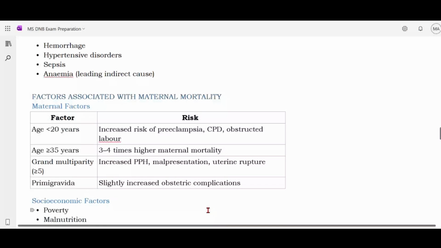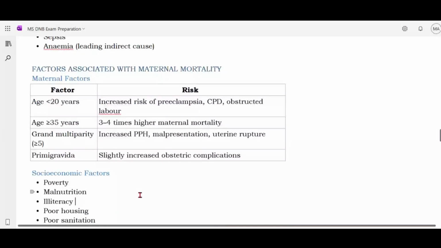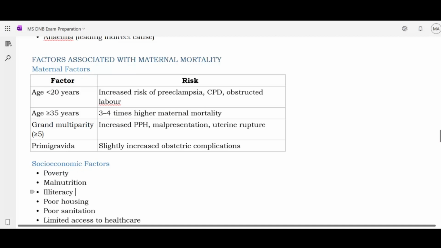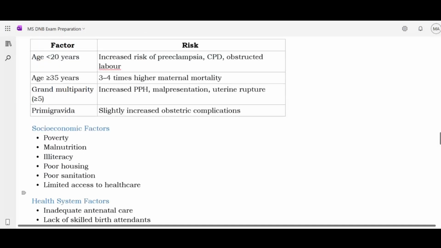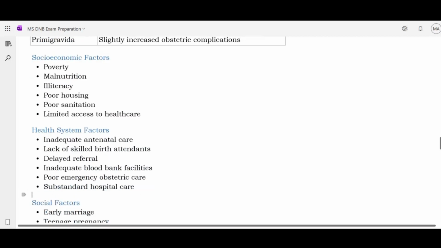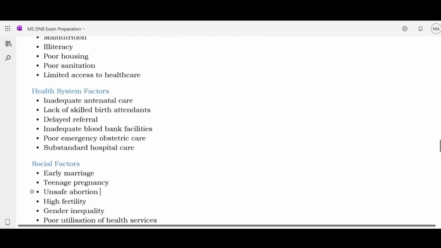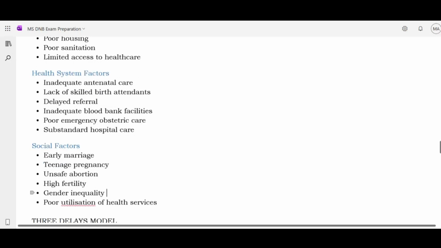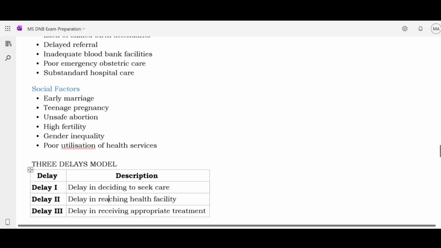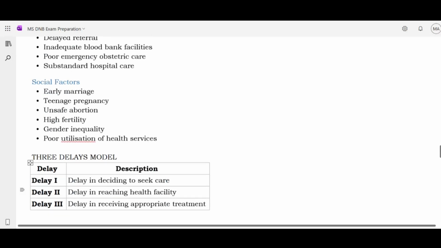Then socioeconomic factors contribute to maternal mortality, like poverty, malnutrition, illiteracy, poor housing, poor sanitation, and limited access to healthcare. Then health system factors such as inadequate antenatal care, lack of skilled birth attendants, delayed referral, inadequate blood bank facilities, poor emergency obstetric care, substandard hospital care, etc. Then social factors like early marriage, teenage pregnancy, unsafe abortion, high fertility, gender inequality, and poor utilization of health services. These are the social factors. Another important question which is asked is about the delays related to maternal mortality.